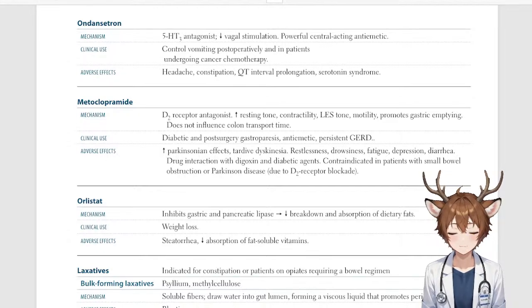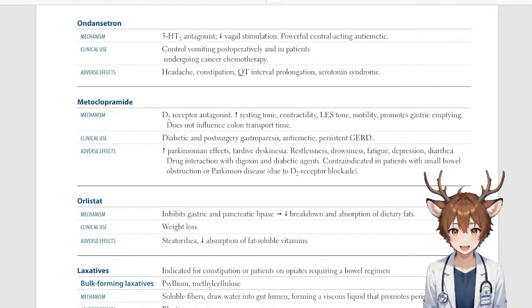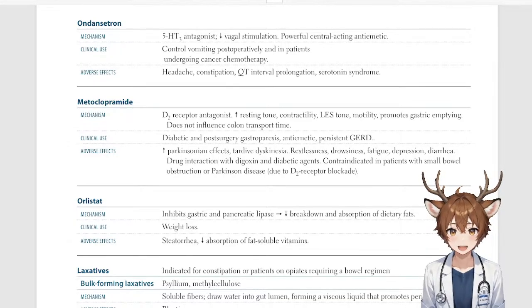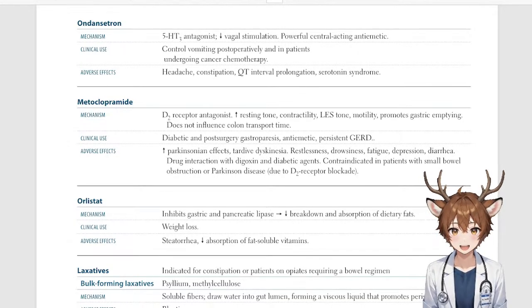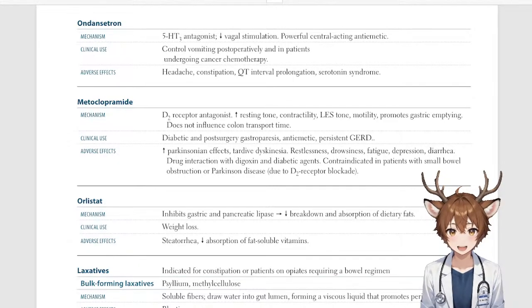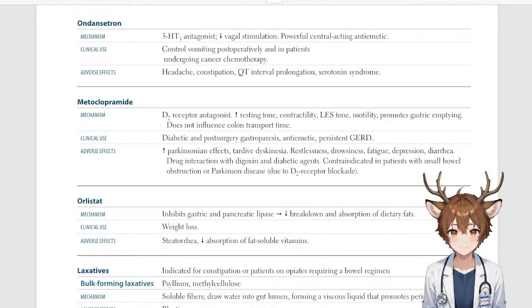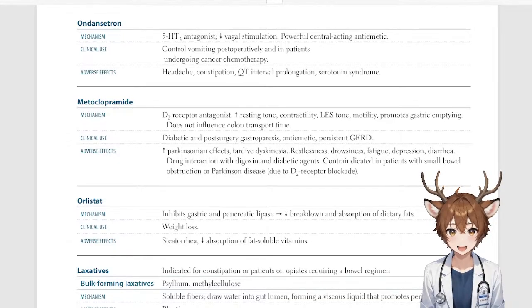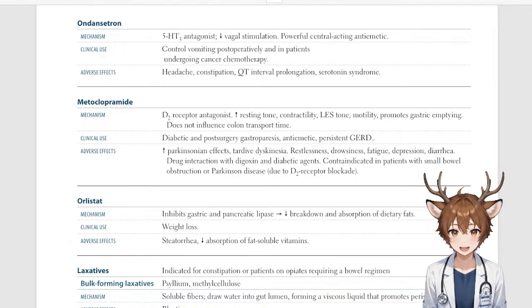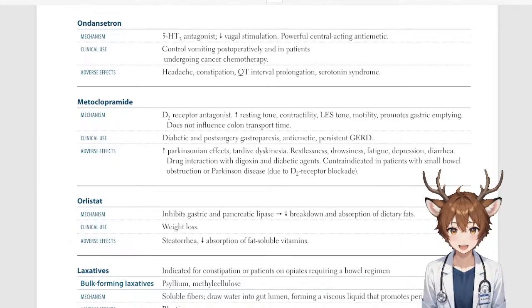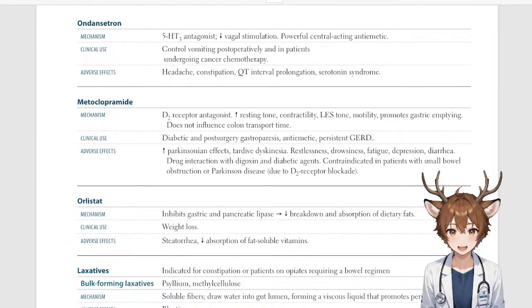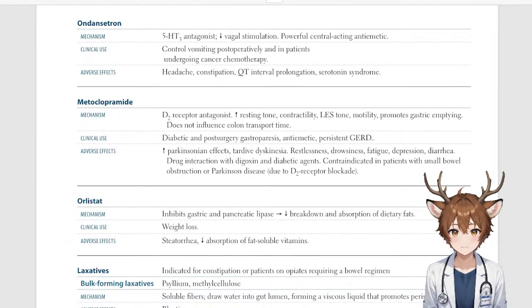Another drug would be prochlorperazine and metoclopramide. These are D2 receptor antagonists. Metoclopramide also causes an increase in gastric emptying and an increase in the lower esophageal sphincter tone. These are used for nausea and vomiting. Metoclopramide is also used in gastroparesis, for example, diabetic, persistent GERD. But they can cause extrapyramidal symptoms, EPS, hyperprolactinemia, anxiety, drowsiness, restlessness, depression, and GI distress.